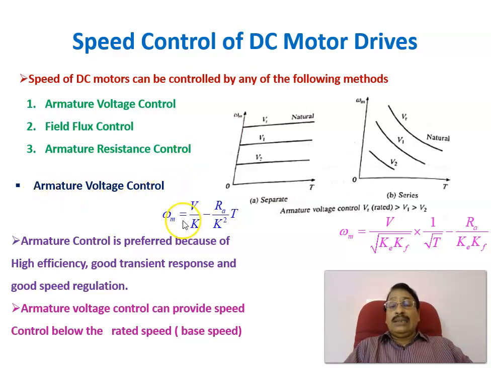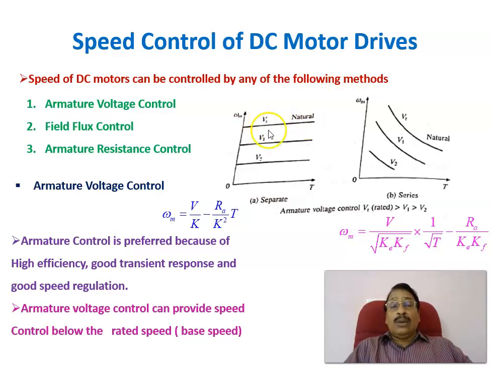Now, as you know, the relation between omega m and torque for a separately excited motor and shunt motor is V by K minus Ra by K square into torque. In this case, if you vary the armature voltage, you cannot bring the armature voltage above the rated voltage. That is why this method of speed control is used for speeds less than the base speed. This is the plot corresponding to the rated voltage.